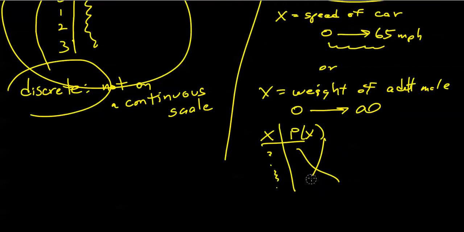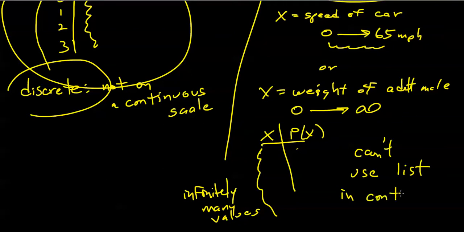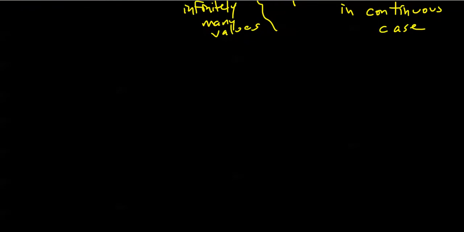So I can't list them all. Write that down. Infinitely many values. Right? So we can't use a small table or a list in assigning probabilities for continuous random variables. I'll write that here. We can't use a list to assign probabilities in the continuous case. Alright, well, if we can't use a list like we did in Chapter 5, what are we going to do?